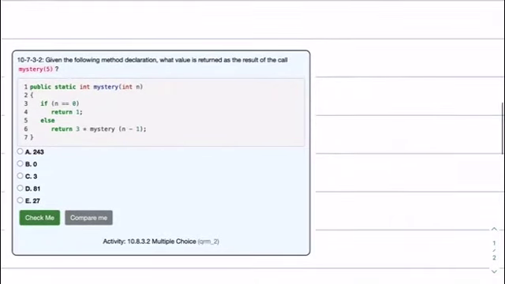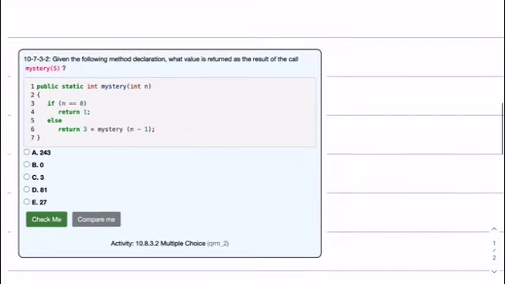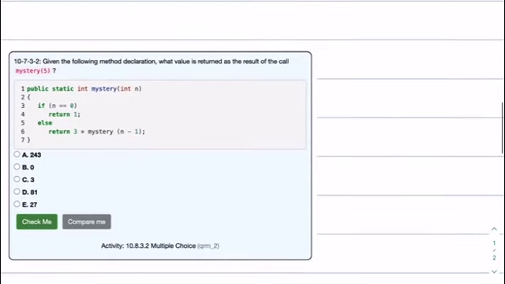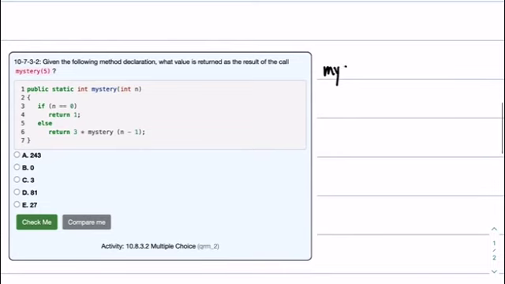And now looking at the second question, it's pretty similar to the first question with the mystery method, but the only difference is that the actual method is different. So to start with, I would do the same thing as question 1 and just simply write out mystery 5, which is supposed to be the answer that we return with. And to trace through it, I'll replace n with the number 5.